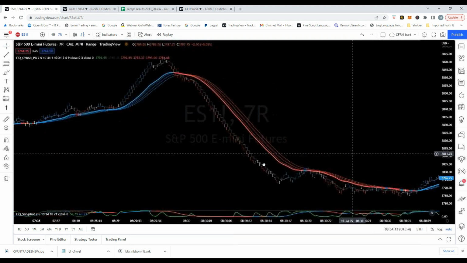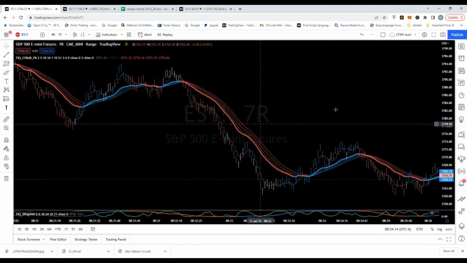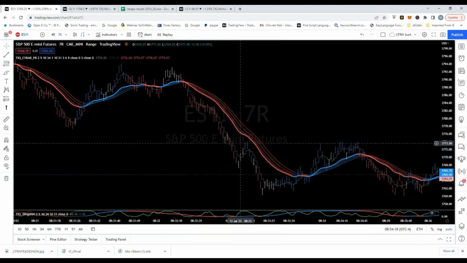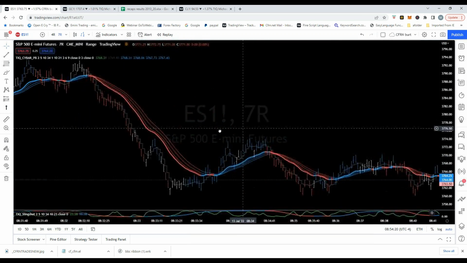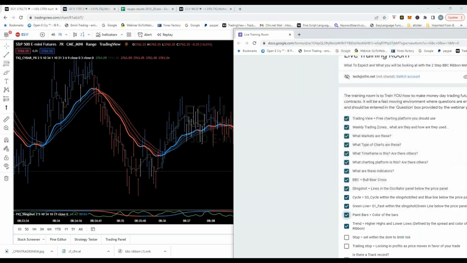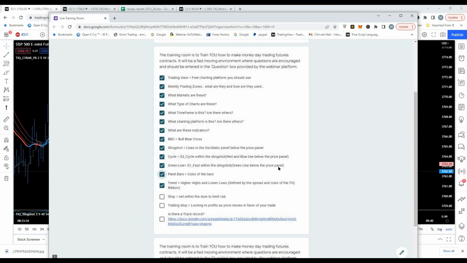All right, you can see we had this huge move here this morning. That's what's kind of messing things up a little bit. But if you were to use the slingshot and trend lines, then you could have jumped in all of these trades this morning too. So let's go back here to my checklist. All right, stop.